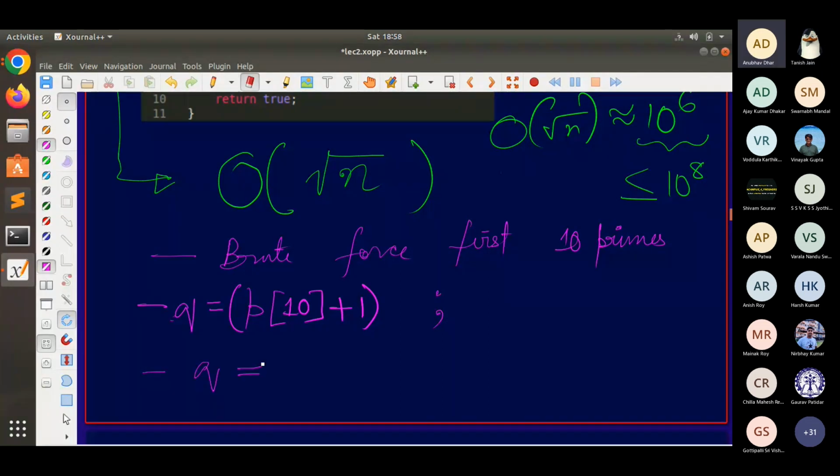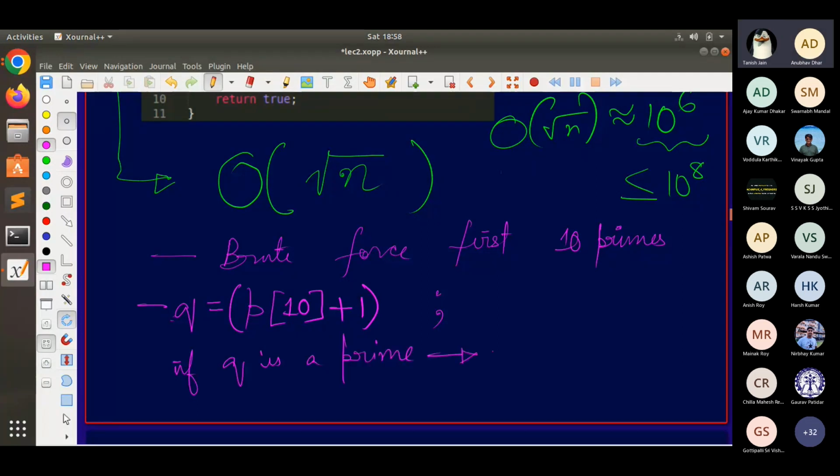So can you tell me the complexity of this algorithm? If q is a prime, it would be pretty much less. Like we take any integer, this won't check for any arbitrary number. It would go on starting from the number q.